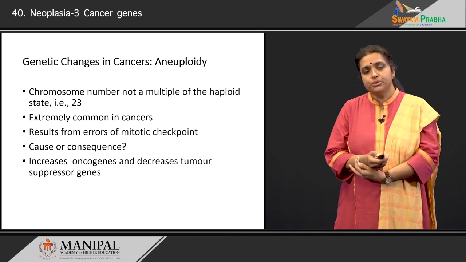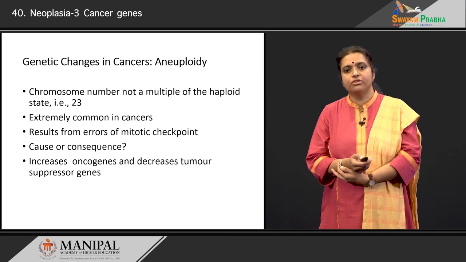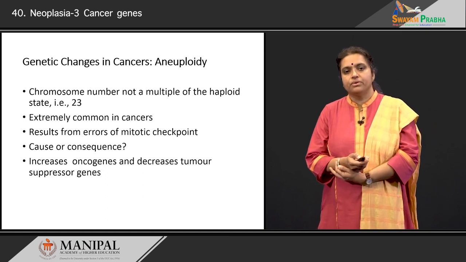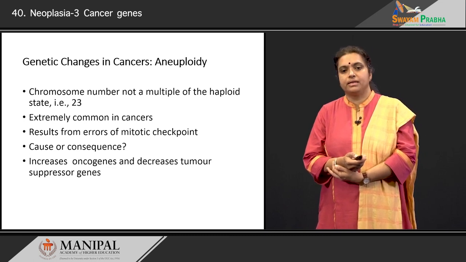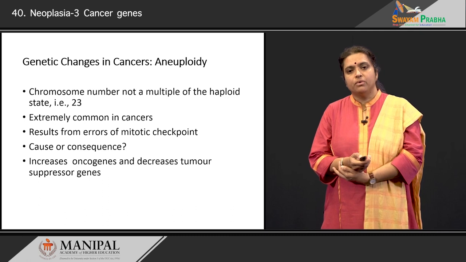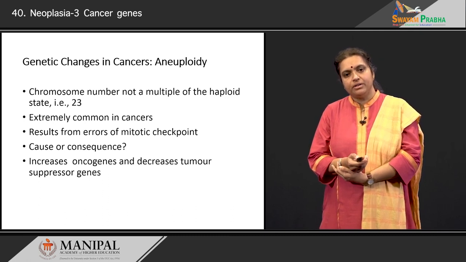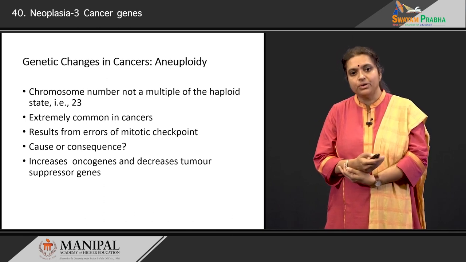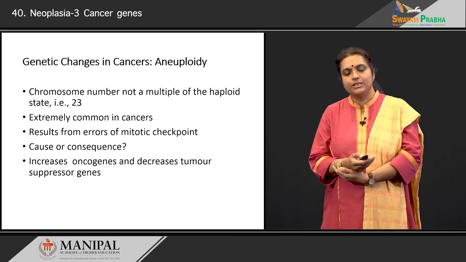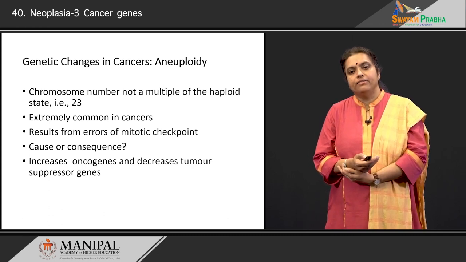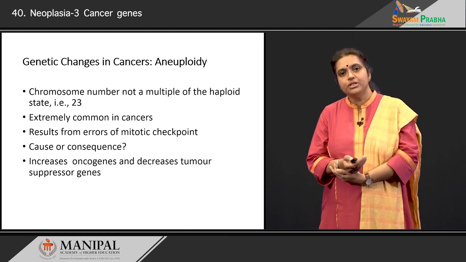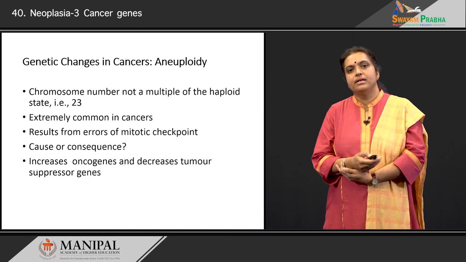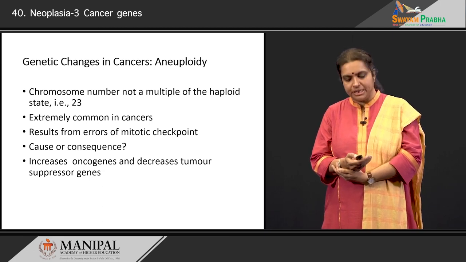Now, aneuploidies usually result from errors of the mitotic checkpoint. So, there are checkpoints within the mitotic cycle, and if there are errors there, it can lead to aneuploidy. Now, what does aneuploidy cause? Aneuploidy usually increases those chromosomes where the oncogenes are present, so you have more copy numbers of those oncogenes, and decreases those regions where there are tumor suppressor genes, so there are fewer copy numbers of the tumor suppressor genes. So, either way, it is beneficial for the cell to become malignant.